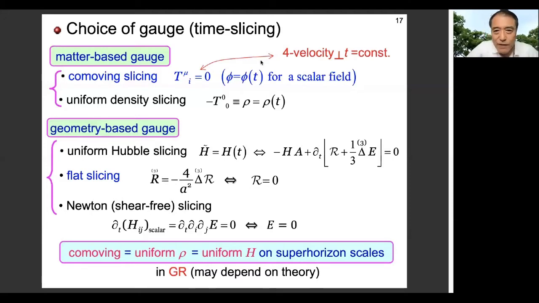To have a T equal constant hypersurface, the normal vector must be normal to that hypersurface, right? So any condition must define the normal vector of that hypersurface. But this condition doesn't define a normal vector in general. Okay. Thank you very much.